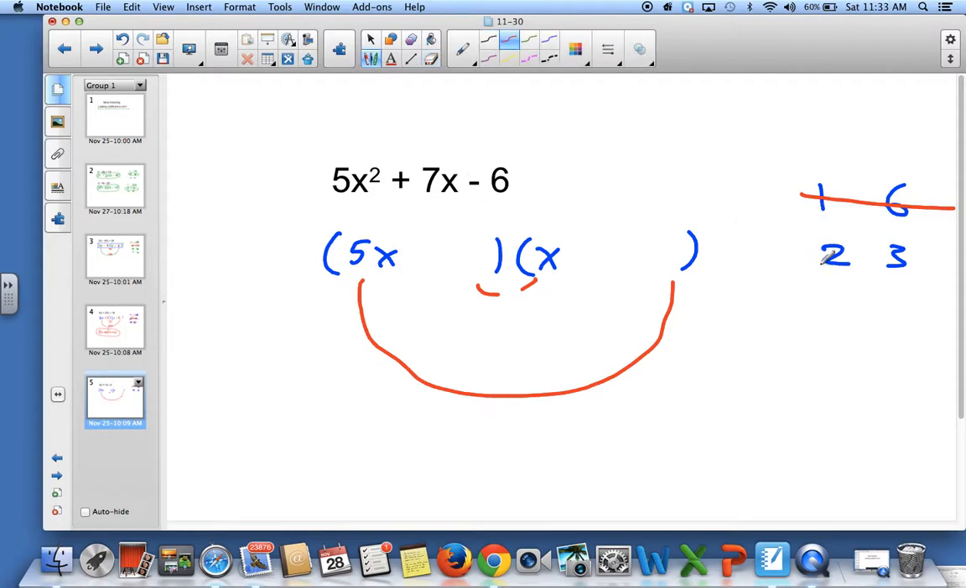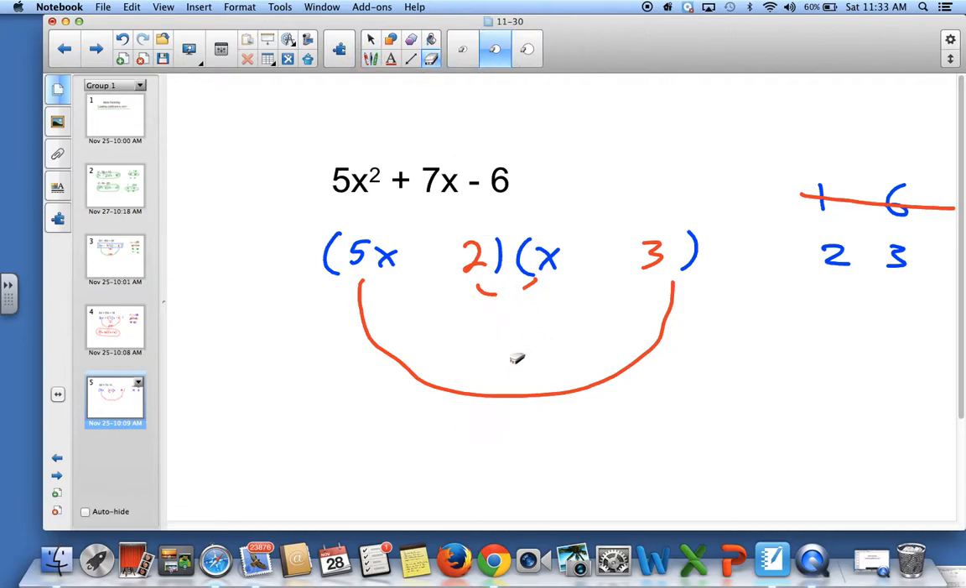In the next one, we're going to try 2 and 3. So I put a 2 and a 3. So 15x and 2x. 15 plus 2 is not 7. Excuse me, 15 minus 2 is 13, not 7. So it's not 2 and 3. So we're going to say that didn't work.